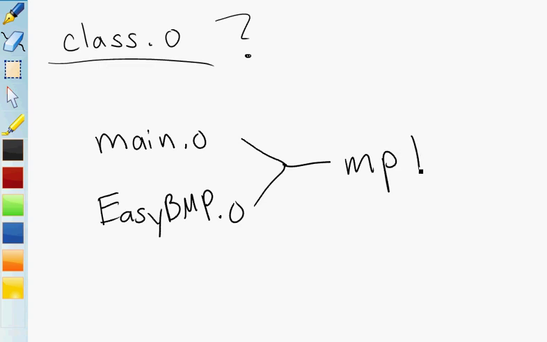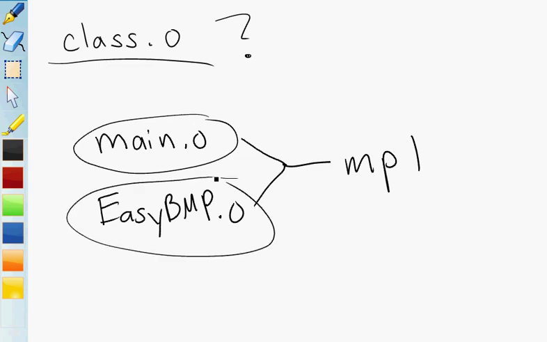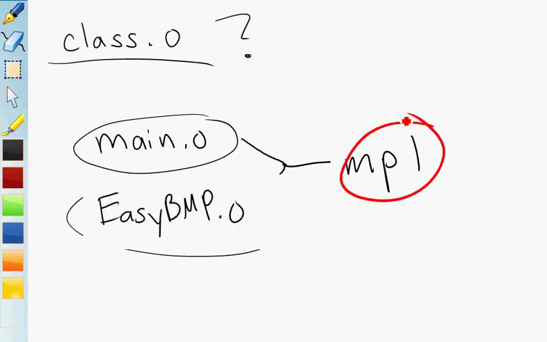What's contained in these is the separate implementations. The implementation of main.cpp would be in here, and the implementation of the easybmp library would be stuck in here. And then, whenever we have these object files already created, we can combine those two to create MP1.